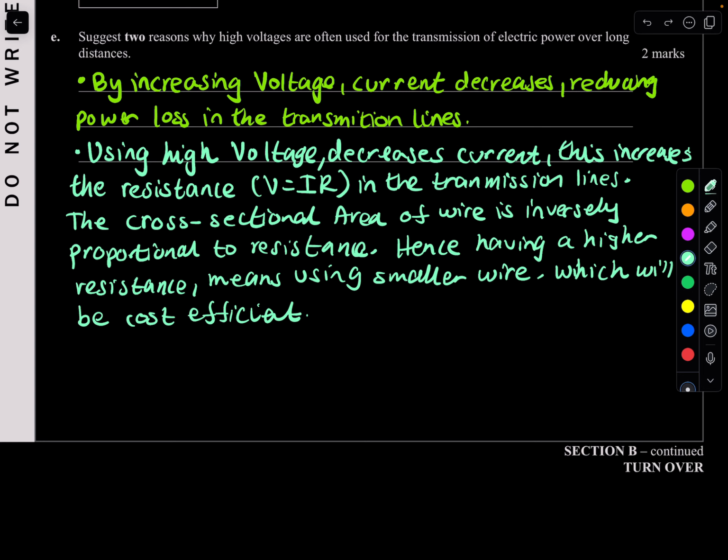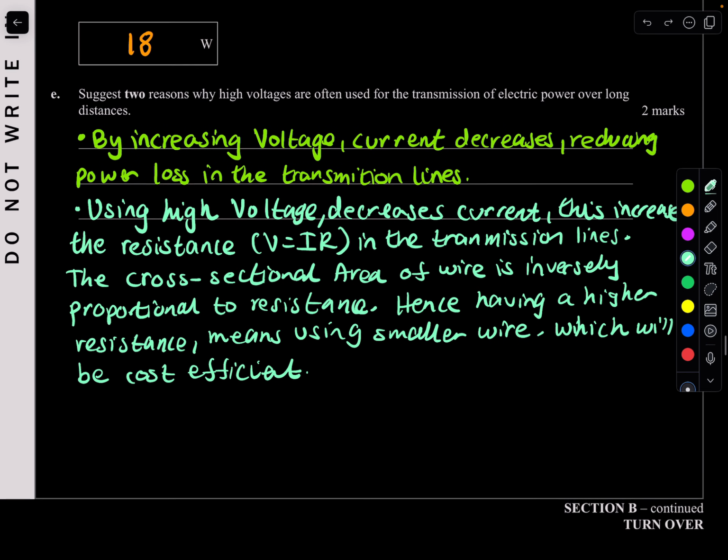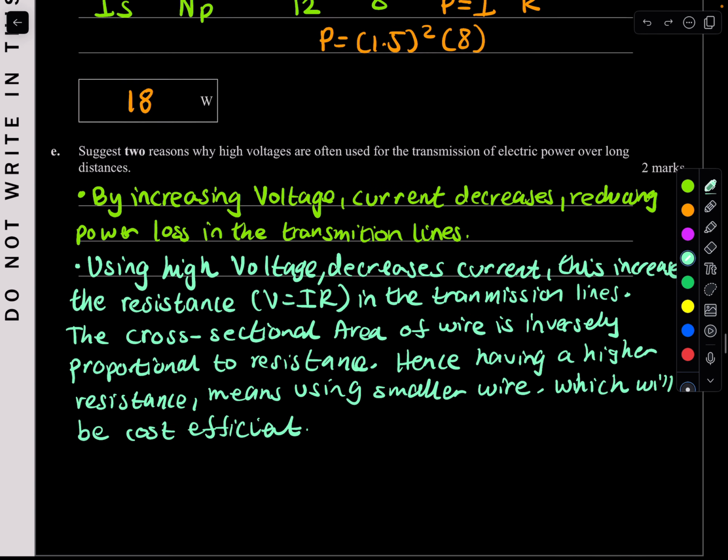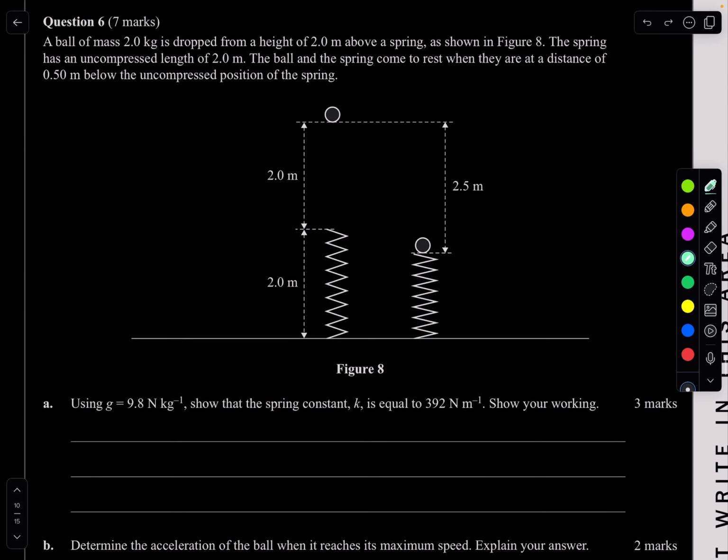And this is a great thing they should know: having a high resistance is inversely proportional. So resistance is proportional to the cross-sectional area of a wire. Having a higher resistance means that we can use a low cross-sectional area of a wire, which is going to be very cost efficient. We don't actually have to make big wires that use up too many resources.